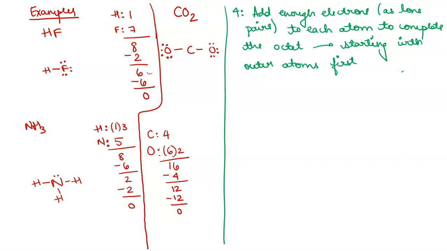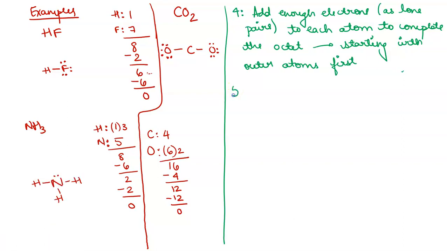Okay, so we're going to go back and check to see if we've completed the octet. The oxygens look happy, but the carbon doesn't. Carbon only still has 4 electrons in its octet, and that's not true. So carbon definitely needs 8 electrons to complete its octet. So what are we going to do?